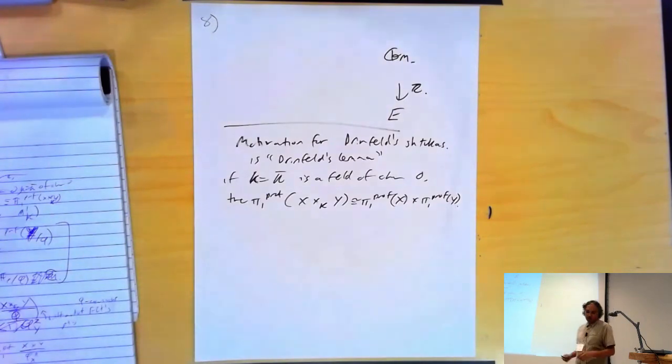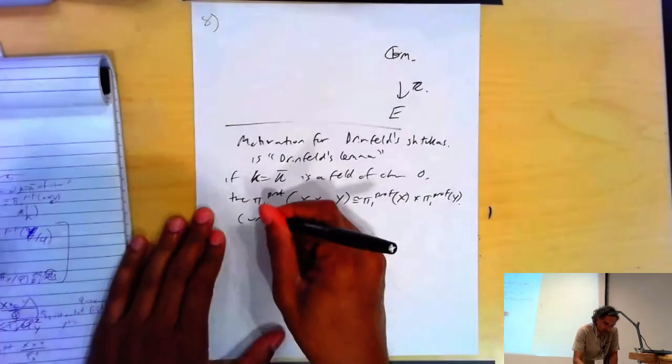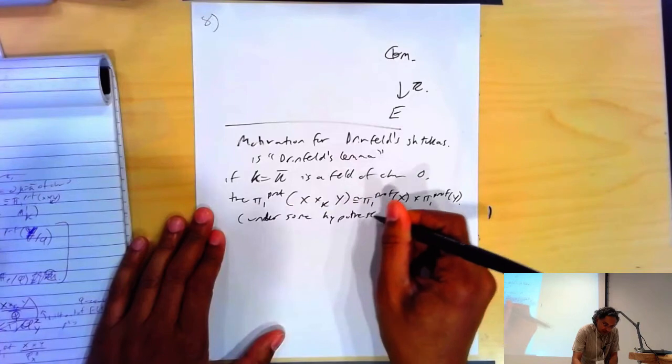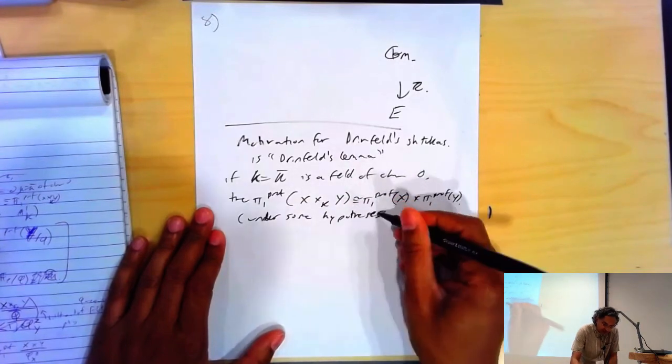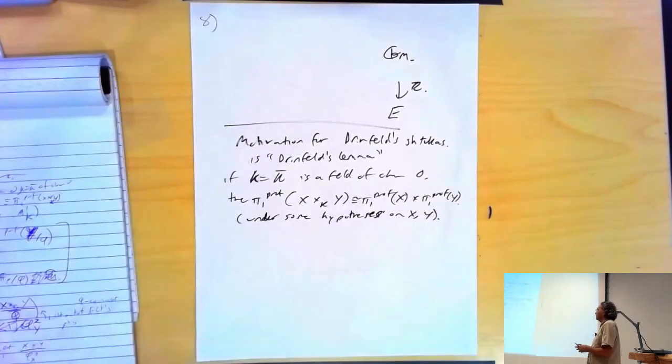So somehow in characteristic 0, products work under some hypotheses. First of all, these things had better be connected, so fundamental groups actually make sense. But you also need something like quasi-compact, quasi-separated.